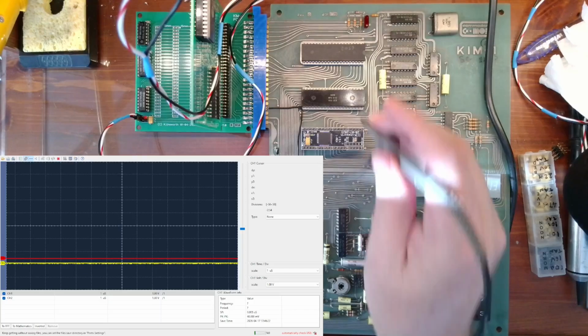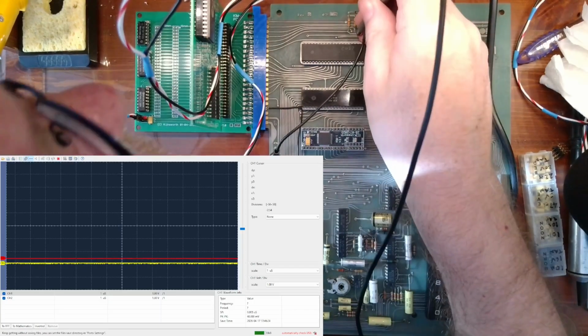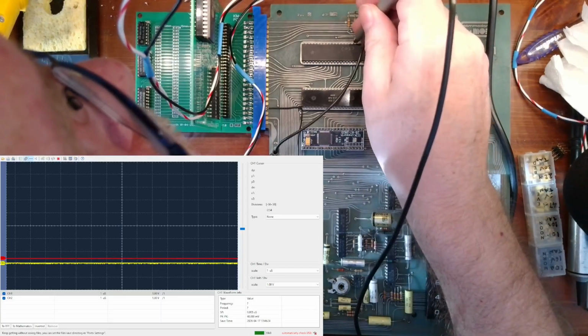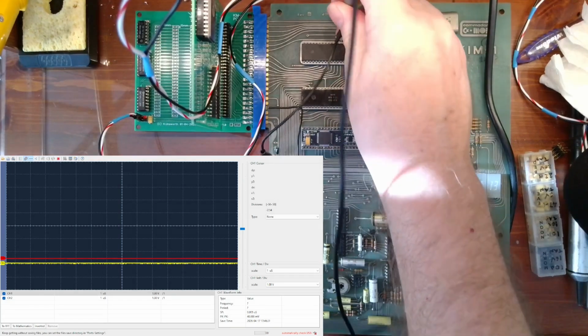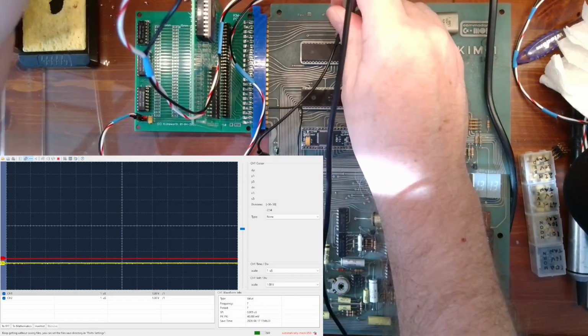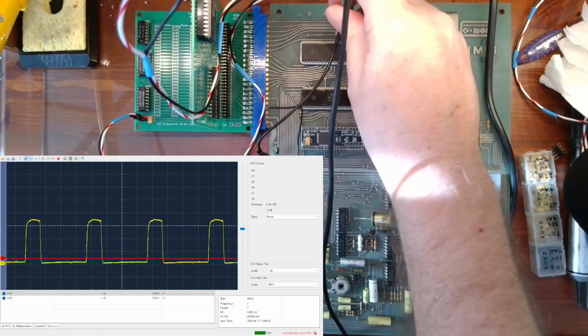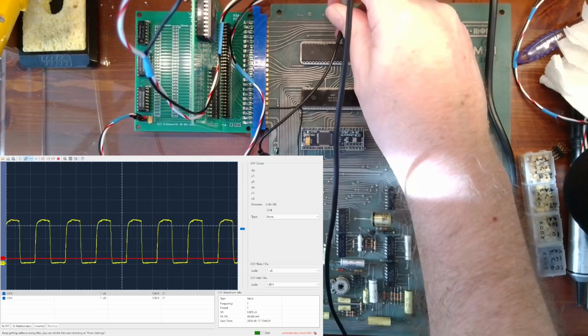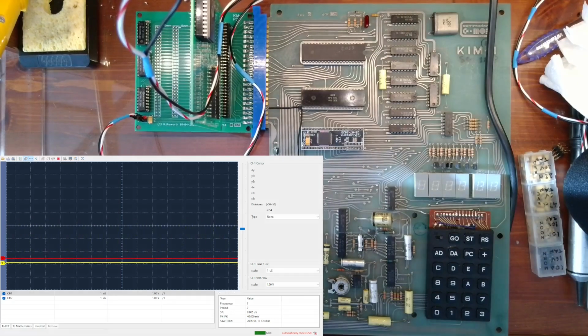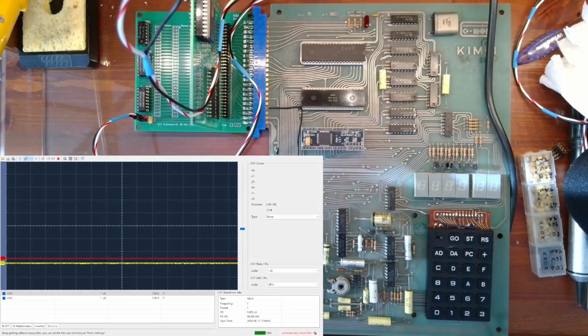Okay, let's get the scope on one of these pins. 1, 2, 3, 4, 5, 6, 7. Nothing. Reset. Oh, it's not turned on. On. That's running. Reset. Oh, of course it's not running, you idiot.